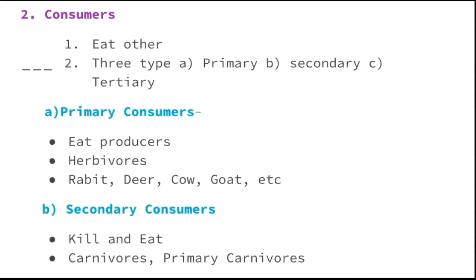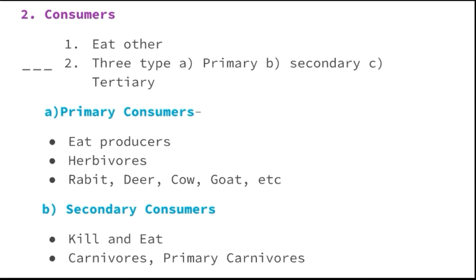Secondary consumers kill and eat the herbivores. They are also called carnivores, or secondary consumers. Why? Because those animals totally depend on the primary consumers. They kill and eat the herbivores, so they are called secondary consumers, and we call them carnivores. Why? Because they totally depend on other animals.